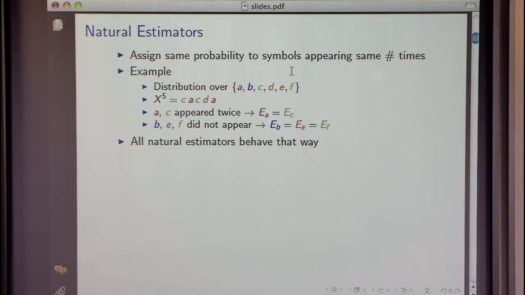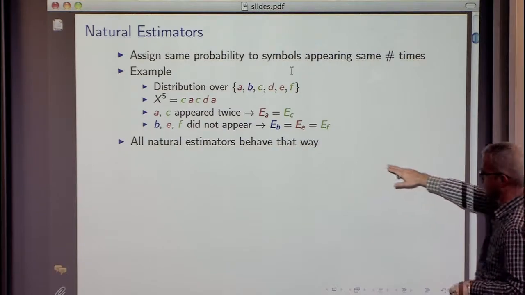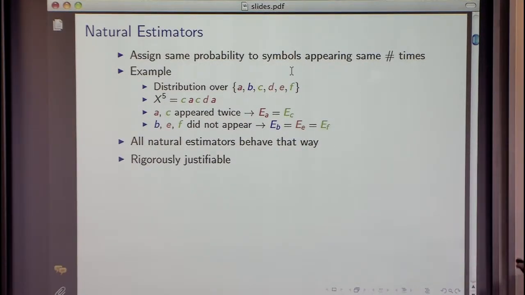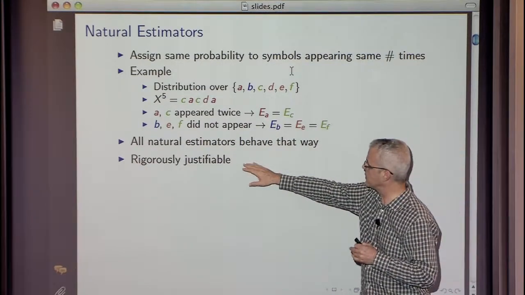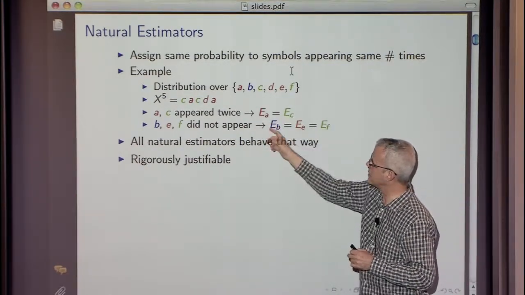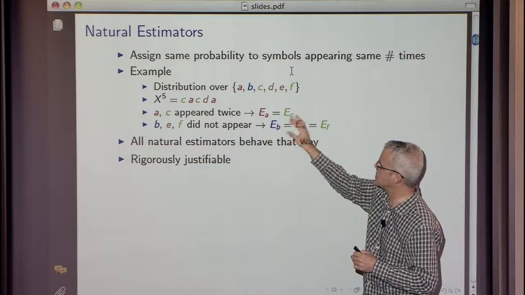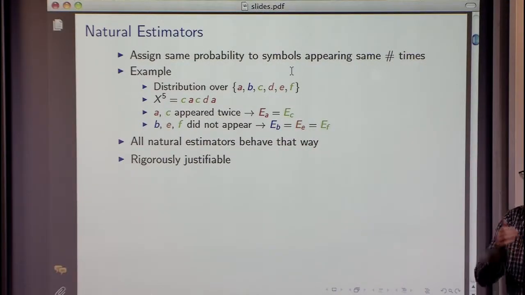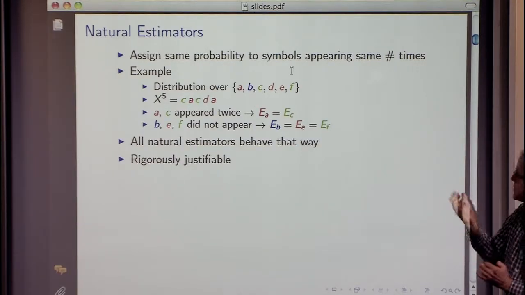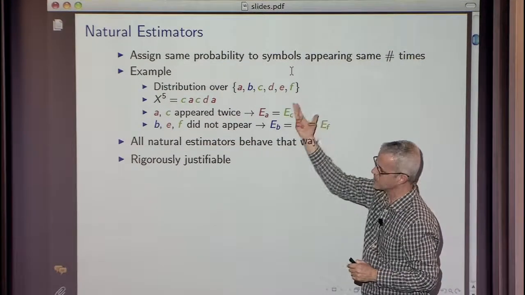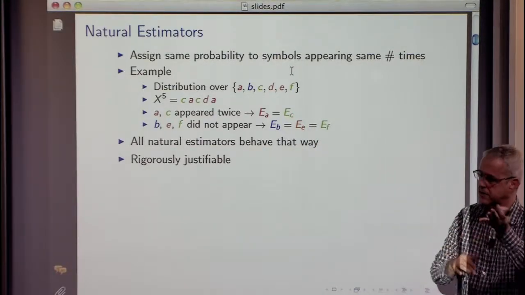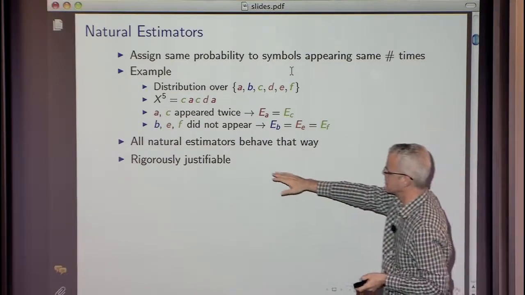And all natural estimators behave that way. Any estimator that you can look at will behave that way. And it's also rigorously justifiable, because if you see something like that and you give a different probability to C and to E, then you can look at any permutation, and for some of them you'll be lower, for some of them you'll be higher probability. And because all these distances people look at are convex, then you'll be making a bigger error in a min-max sense. Okay, so it's rigorously justifiable.